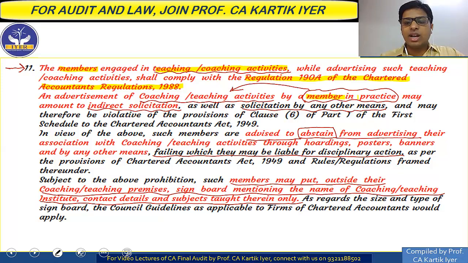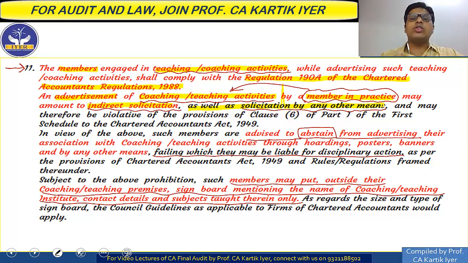They are saying that a member in practice, who is in coaching or teaching activities, may amount to indirect solicitation if they give an advertisement. So if a member in practice gives an advertisement of coaching or teaching activities, then it would amount to indirect solicitation as well as solicitation by any other means, which would actually be wrong, no? Because how is that connected to the CA's practicing assignment or as a CA in practice? It is not there. So what they're saying is, if you're a CA in practice, then you cannot advertise in relation to your coaching or teaching services, because it would amount to solicitation.